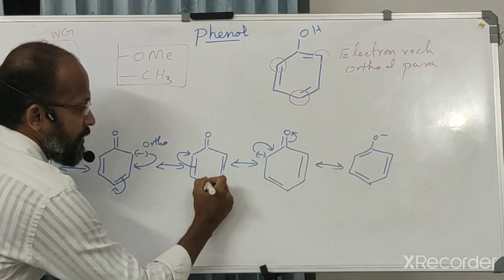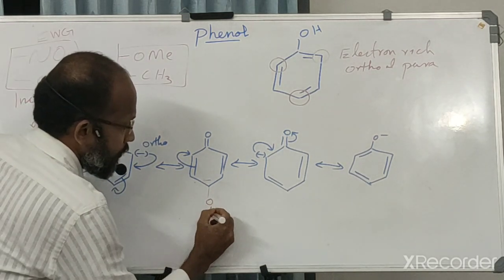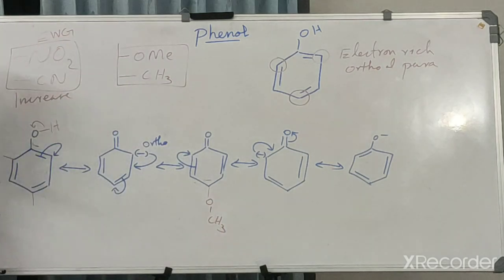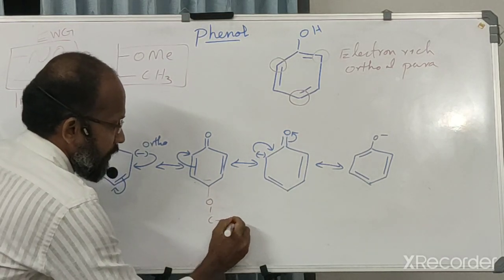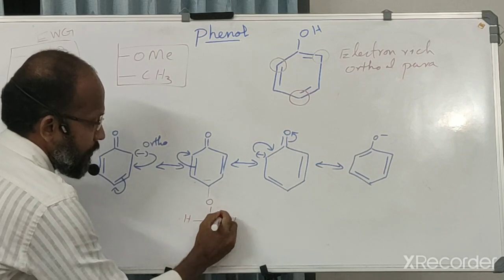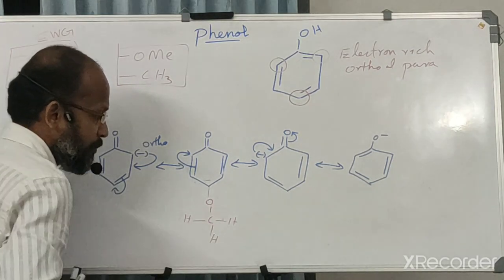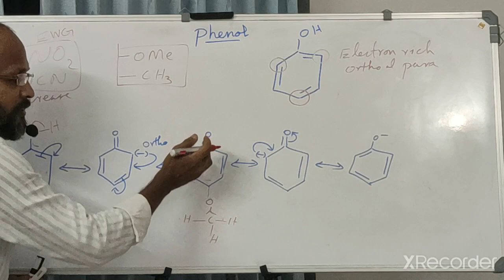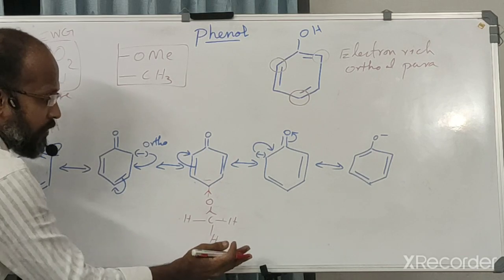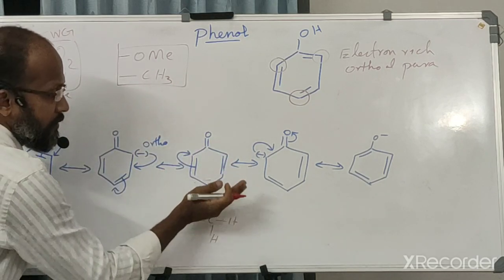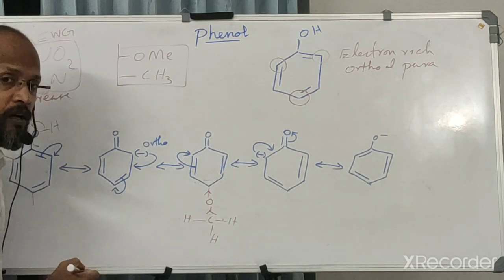Here there is already one negative charge in the resonating structure. If you are introducing an OCH3 methoxy group here, what will happen? The CH3 group is having hyperconjugative interactions. So altogether it will push the electron density towards this benzene ring. That will affect here also. Even though the inductive effect is in the reverse direction, the methyl group will supply electron density by this hyperconjugative effect. So net effect, what will happen?